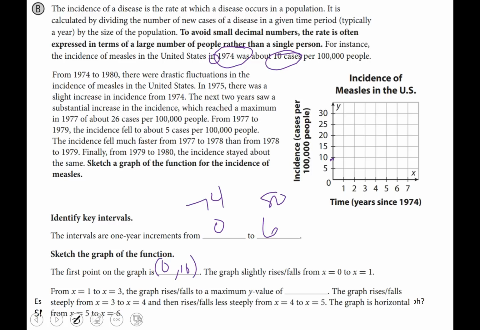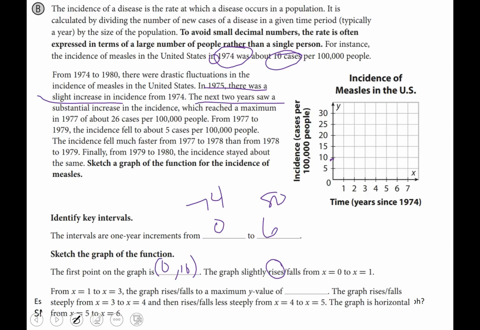Okay. The graph slightly, and we have to decide if it rises or falls from 0 to 1. So let's talk about that again. It's 75. There was a slight increase. So that means it's going to rise from 0 to 1. From 1 to 3, the graph rises or falls, so we have to look at that.